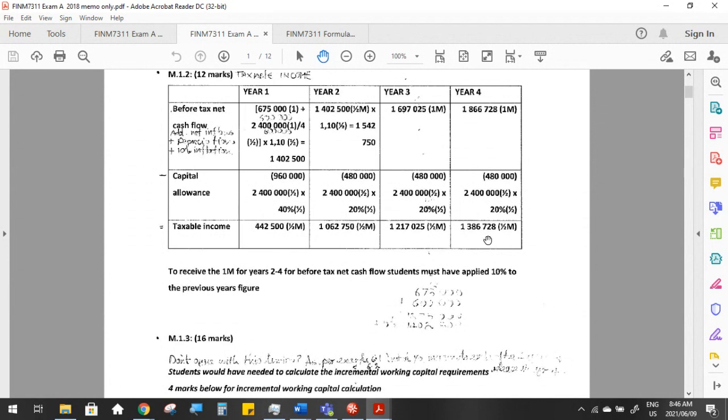Everybody okay with that? And it says over here for the marking, to receive the method mark, which means these 2 method marks here and that mark there for years 2 to 4, for before tax net cash flow, students must have applied 10% to the previous year's figure. So that method mark is for inflating each year by that 10%. And then have a look here for your capital allowance. That was divided into 2 half marks, and there's no method marks there. But your taxable income is a method mark. But remember, you don't get this method mark if your method was not correct.